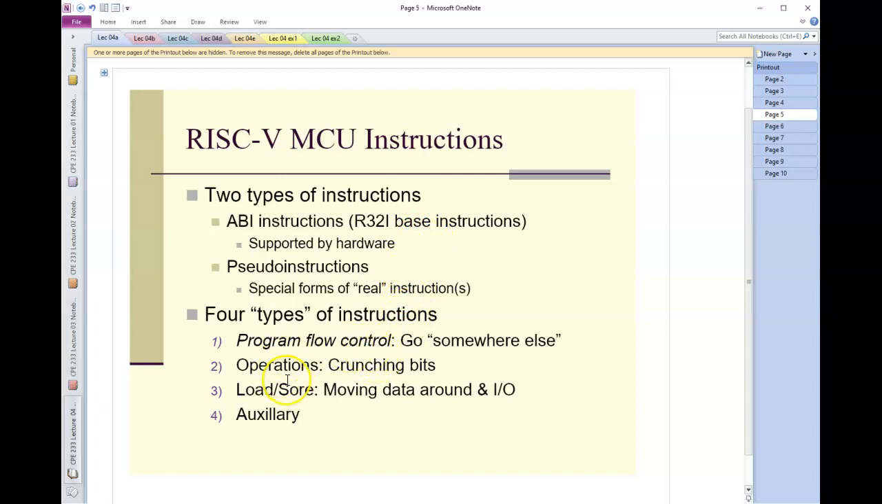So once again, this is breaking these instructions down. They tell you to go somewhere, they crunch bits, they transfer data back and forth between memory, and then there are a few extra auxiliary instructions that we'll talk about later also.